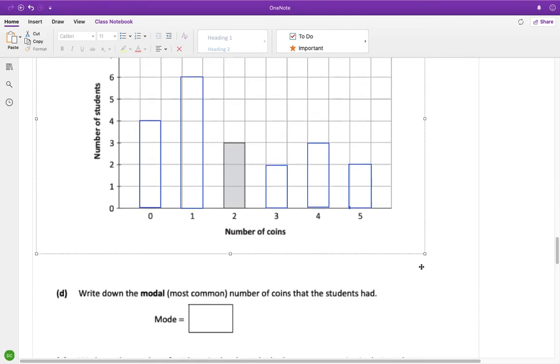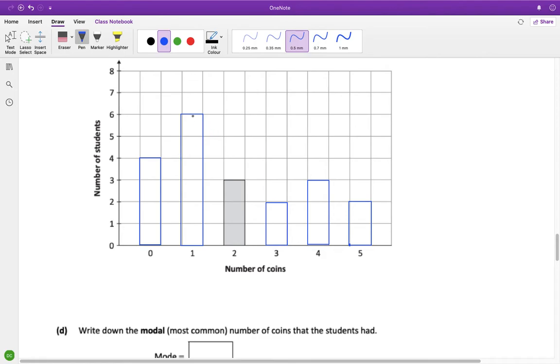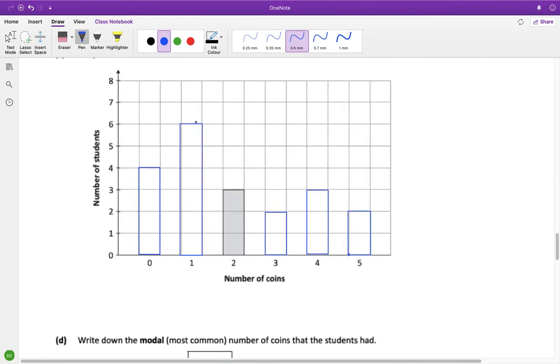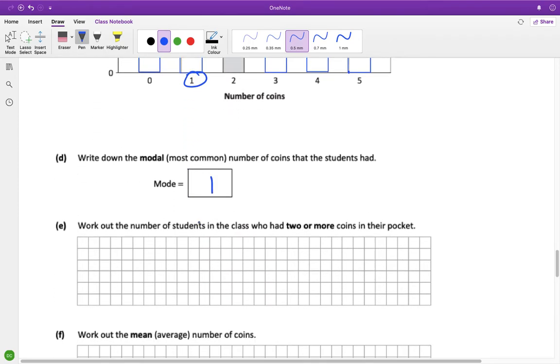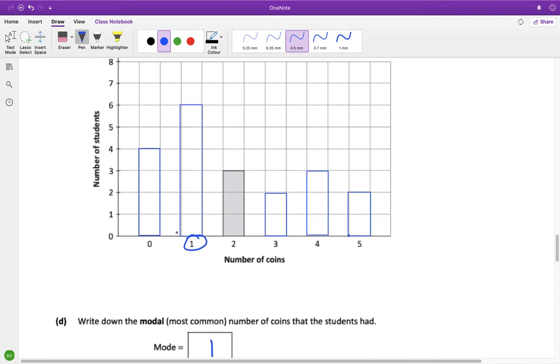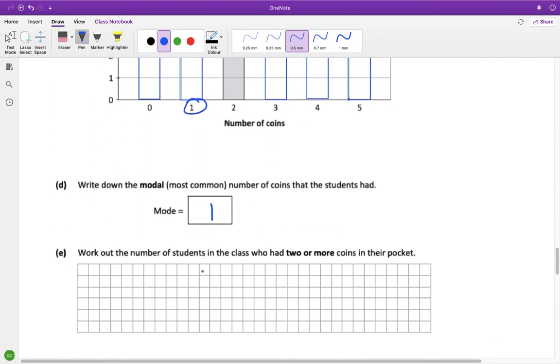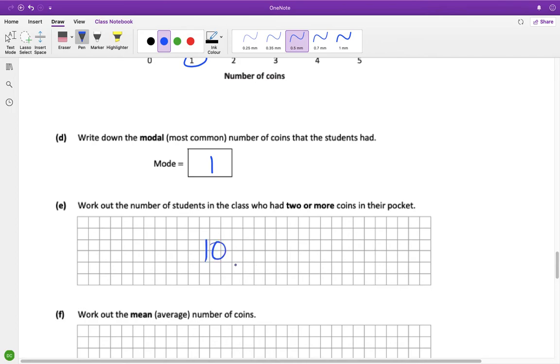Write down the modal number, or the most common, so that's the biggest bar. So 1. Okay, so you don't write what it goes up to, you write what's down here. So it goes up to 6, that doesn't matter, it's just the highest bar. You write how many coins that relates to, so 1. Work out the number of students in the class who had 2 or more coins. So these had 2 and these had more. So it's 3, 4, 5, 6, 7, 8, 9, 10 had 2 or more.